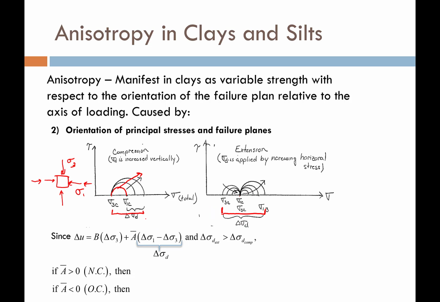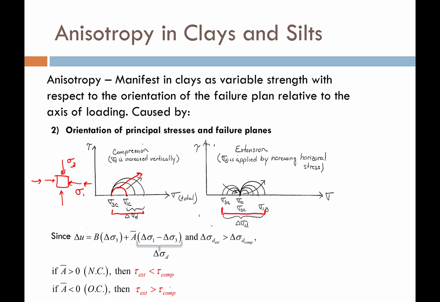Since we know those two things, we can make a couple of statements. We observe generally that if we have normally consolidated soil, meaning that A bar is a positive number, when we shear it under drained conditions, the shear stress in extension is going to be less than the shear stress in compression. But if we have an over-consolidated soil and the A parameter is negative, then it reverses. In this instance, the shear stress in extension is larger than the shear stress in compression.